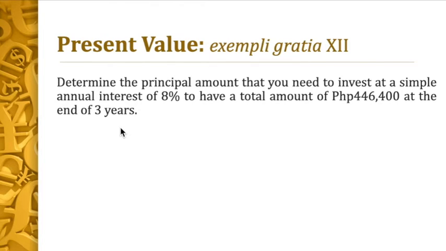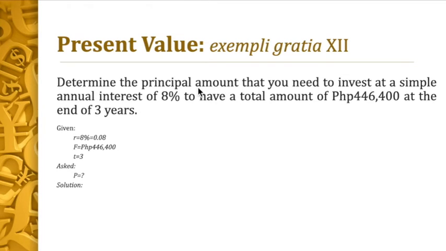Okay, I think you have it already. Again, we're going to use the given, asked, and solution method. What are the given? The first given is 8%, which in decimal is 0.08. We have the future amount, that's 446,400. And we have the time in years, that's 3 years. And what is asked from us? We're asked the principal amount. Very clear. That's your P, question mark.